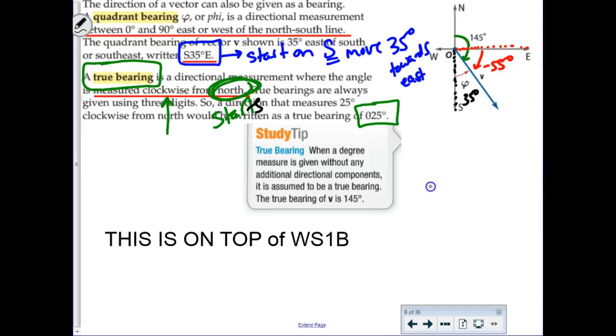So for instance, a true bearing of 25 degrees would be this vector here, where this angle right here measures 25 degrees. Because remember, they read it clockwise on true bearings. Can you give me another way to interpret the direction of that vector?